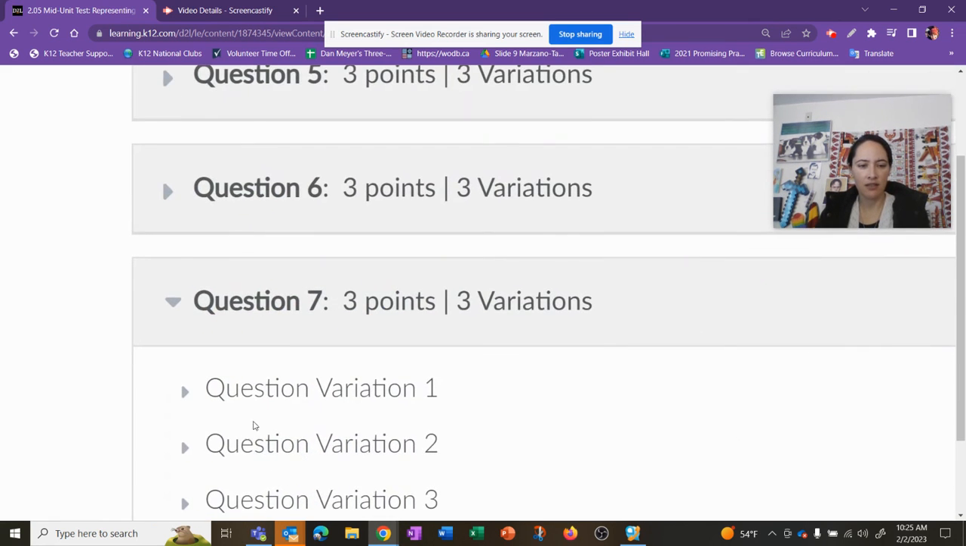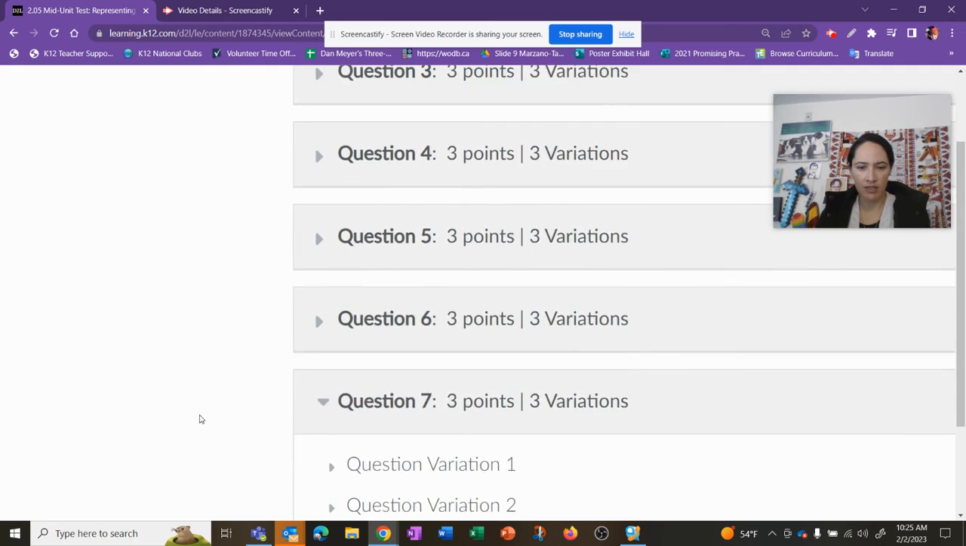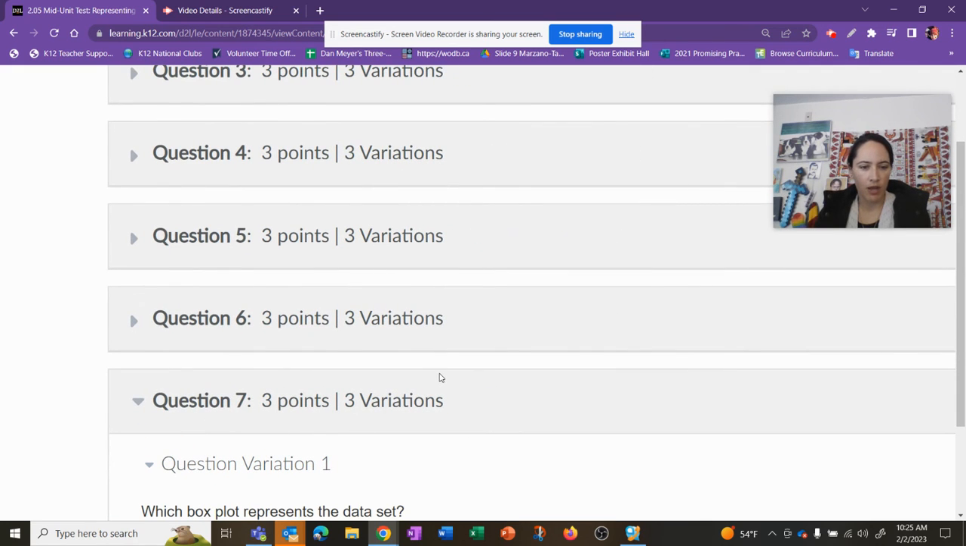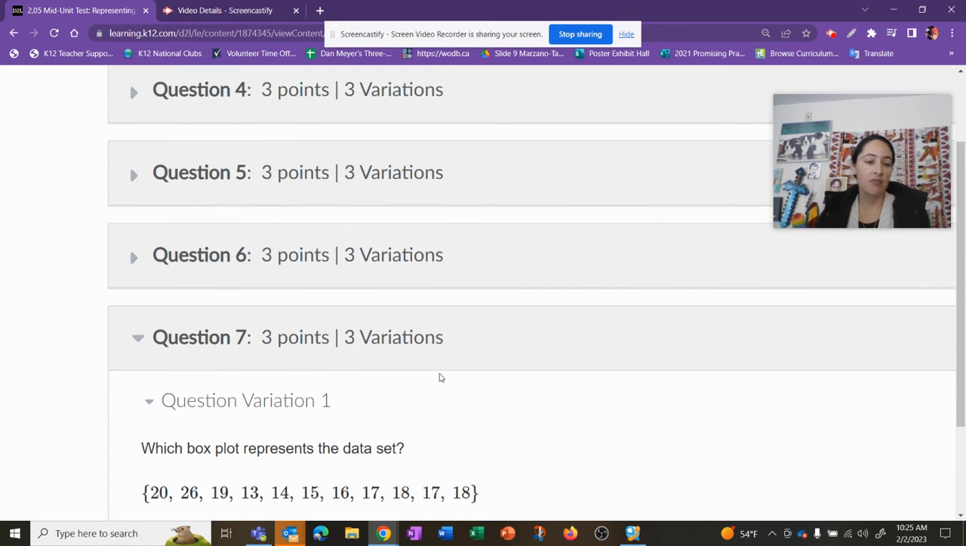Question 7. Wait, am I recording? Yep. Last question. I got to go. Which box plot represents the data set? Okay, let's make a box plot. Some things you can already look for are min and max. But let's put it in order.